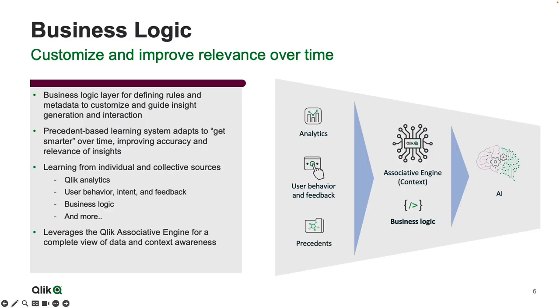Now, encompassing all of these interaction types and influencing them is this concept called business logic. So a robust business logic layer is going to provide the ability to create business rules and metadata to customize and guide the behavior of Insight Advisor. So specifically when Insight Advisor is generating insights, the user can actually craft the interaction itself and guide what that looks like within the application.